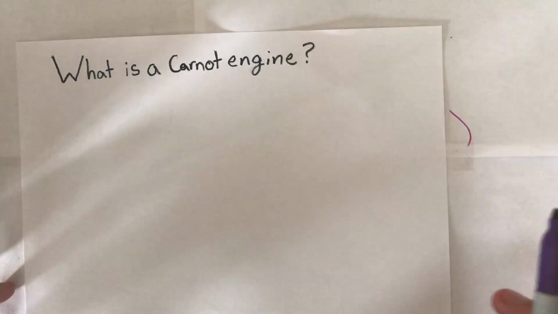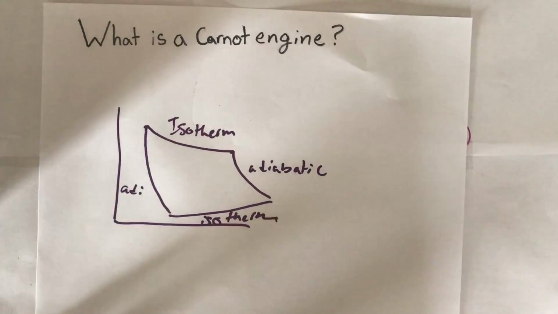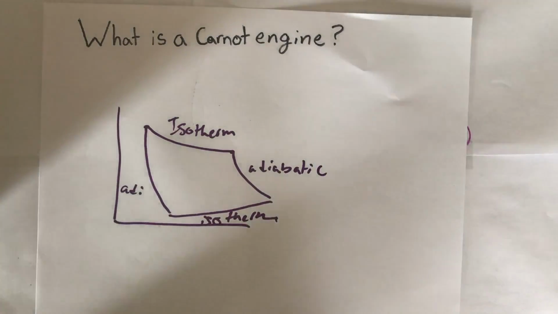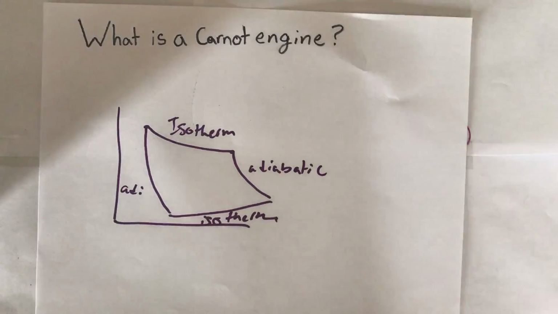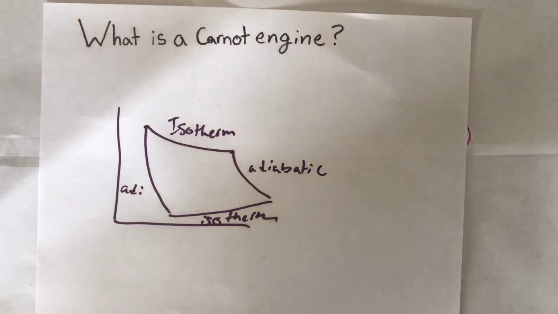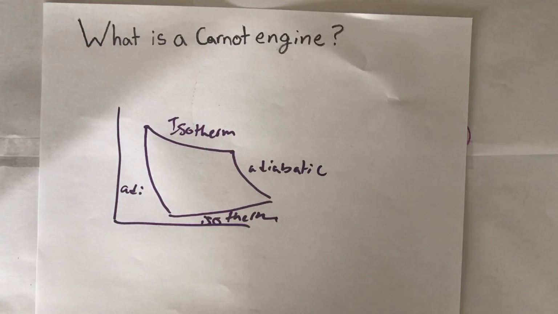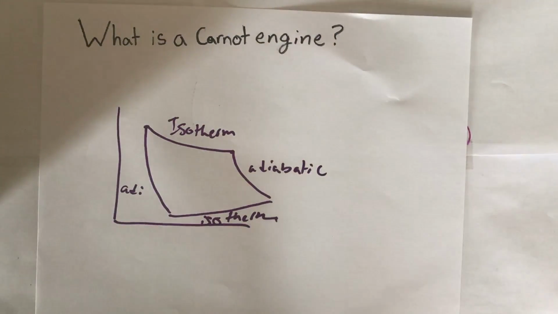So what is a Carnot engine? A Carnot engine is a theoretical thermodynamic cycle proposed by Nicholas Carnot in 1824, and it was expanded upon by others in the 1830s and 1840s, and it provides an upper limit on the efficiency that any classical thermodynamic engine can achieve during the conversion of heat into work, or conversely, the efficiency of a refrigeration system in creating a temperature difference by the application of work to the system.